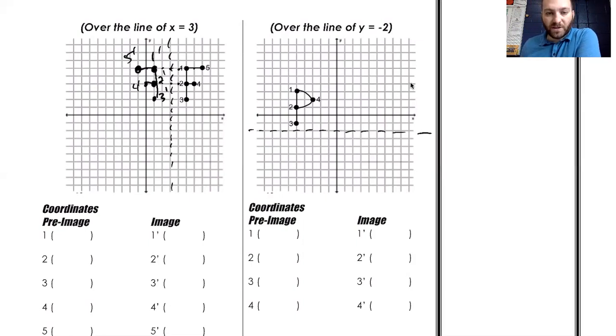Now the other one, it's reflecting over y equals negative 2. So all I'm going to do is just do the same thing, but I'm going to go down. So I'll start at 3 because it's closer. 3 is 1 spot away, so 3 prime is over here. 2 is 1, 2, 3 spots away. 1 is 1, 2, 3, 4, 5 spots away. Okay. And then the last one is 4. So that is 1, 2, 3, 4 spots away. So that is my reflection over the y equals negative 2 line.